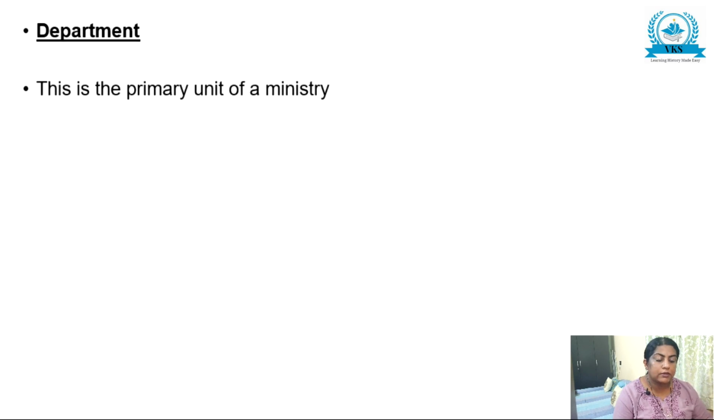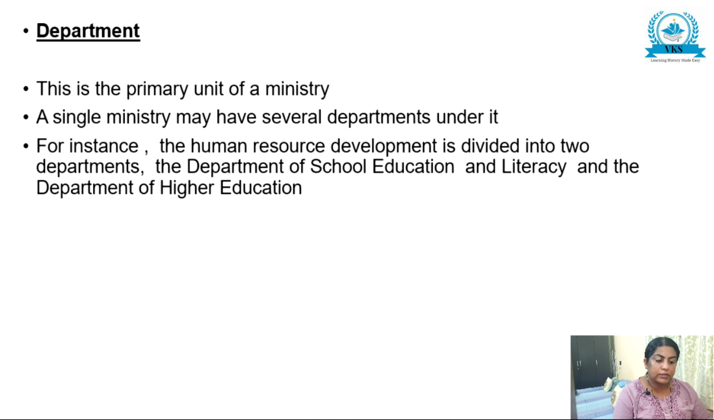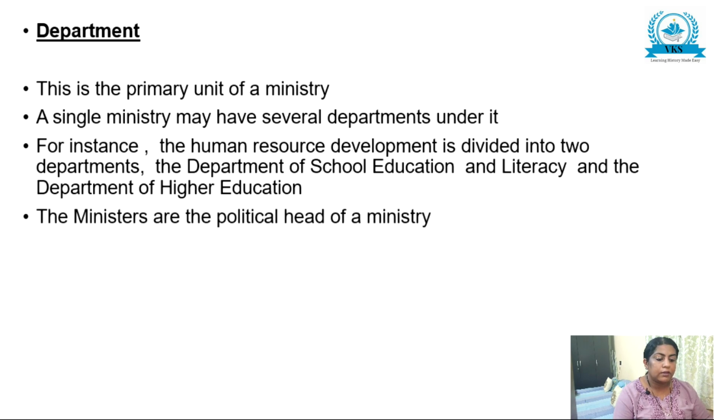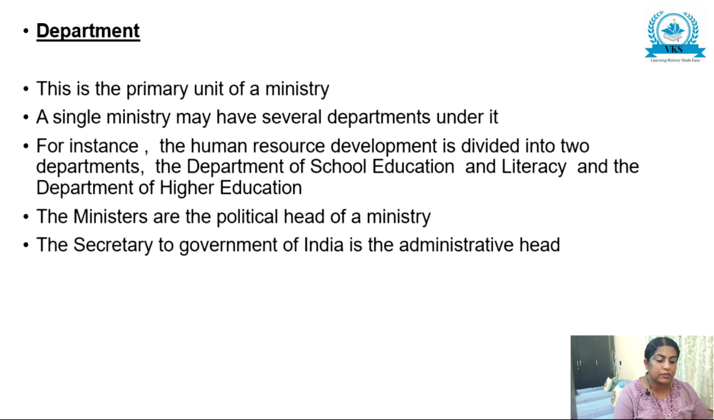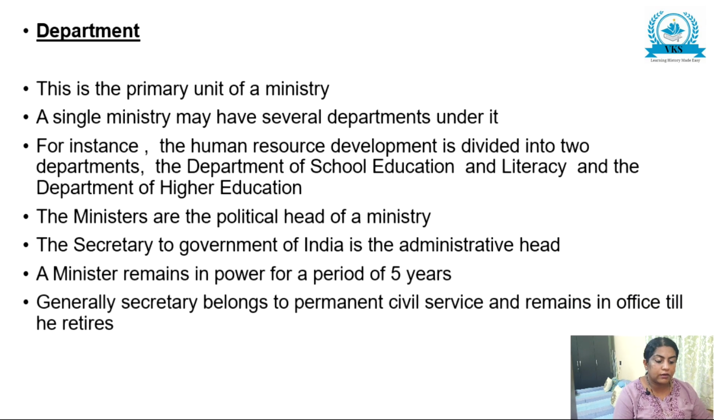Department. This is the primary unit of a ministry. A single ministry may have several departments under it. For instance, the Human Resource Development is divided into two departments, the Department of School Education and Literacy and the Department of Higher Education. The minister is the political head of the ministry. The Secretary to the Government of India is the administrative head. A minister remains in power for a period of 5 years. Generally, the secretary belongs to the permanent civil service and remains in office till he retires.